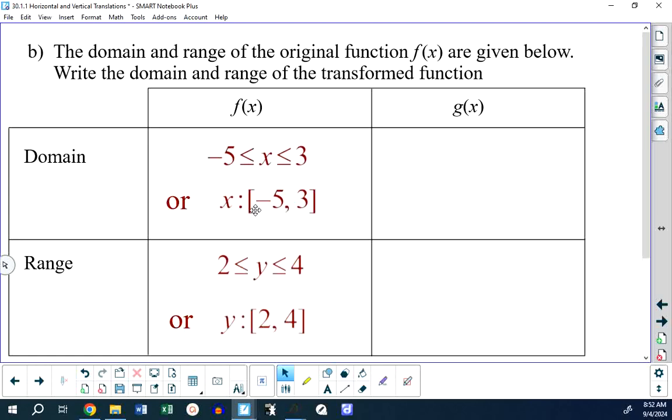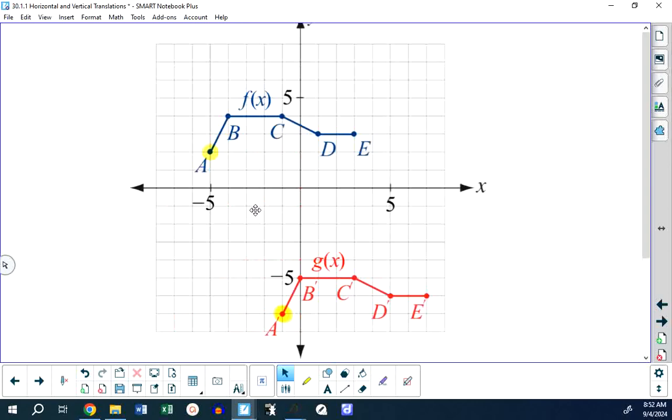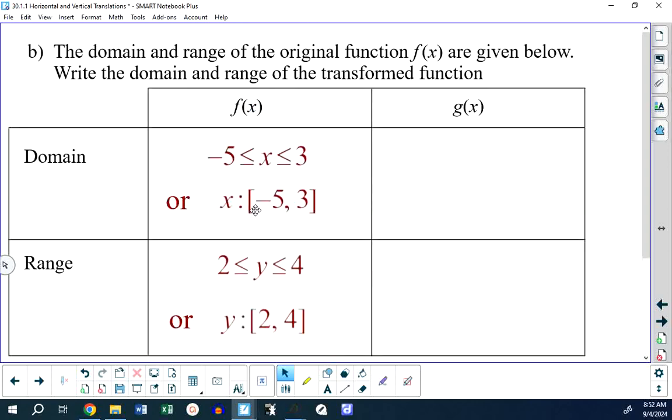So I've given you the domain and range of the original function, and what I'm going to do is just freeze the graphs up here so we can refer to them. The domain is everything from -5 to 3. So when we say -5 is less than or equal to x, and x is less than or equal to 3, we are saying that -5 is the minimum value that x has anywhere on the whole graph. There's no point on the graph with an x-coordinate less than -5.